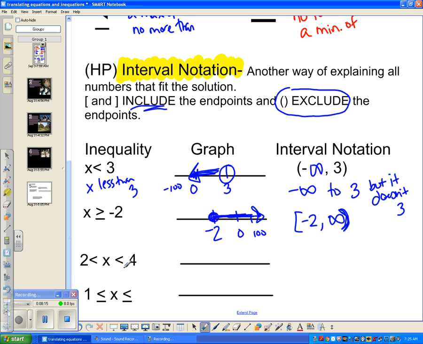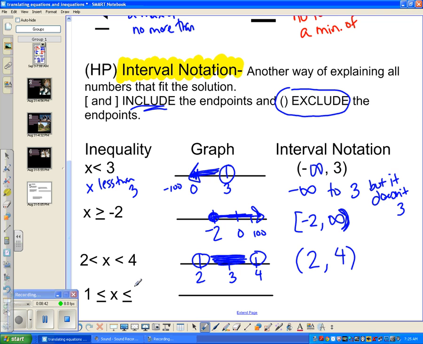Similarly here, if you want to pause it and try it, you're more than welcome to. I'm going to do the graph for you. This one goes from 2 to 4, and it does not include either of those. So I'm going to do open circles, and it includes all of these values. In interval notation, since it doesn't hit 2, I'd use the parenthesis. It starts at 2 and goes all the way to 4. So we read it left to right just like we do in English. And again, 4 is not a solution, so we're going to put the parenthesis.